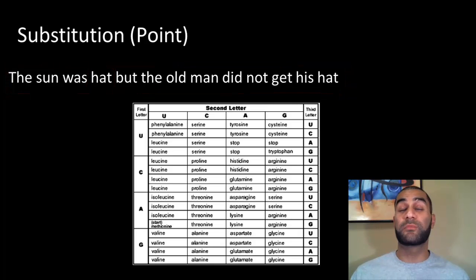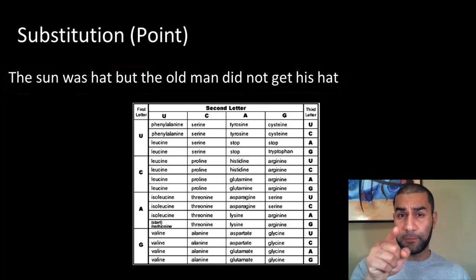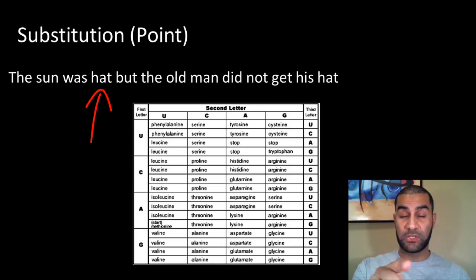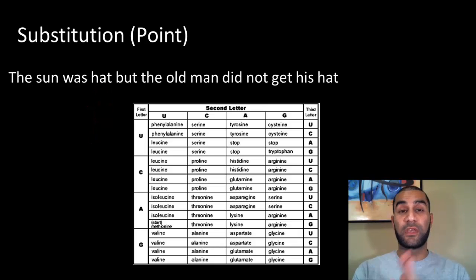That's why we consider it a point mutation. You can literally point to the one letter or the one base that's affected by the change. Nothing else is affected. We call this a substitution mutation because literally you're just switching one for the other, but you're not changing the overall number of bases that are found in that DNA line.